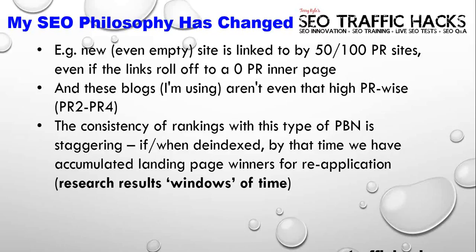So the consistency of rankings that you can get with this is really exciting. And the thing is that if and when a particular sub-algorithm or whatever can find a blog network and de-index it, and it can take quite a long time, maybe you'll get unlucky and it happens quickly, if or when that actually happens, by that time, if you're doing it right, you've actually accumulated a lot of landing page winners for reapplication.